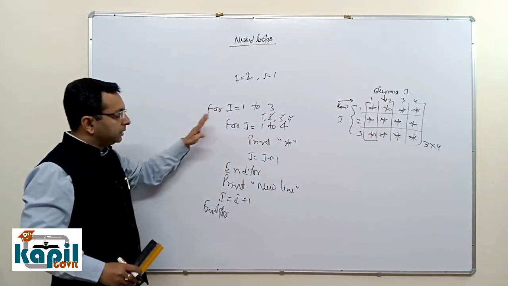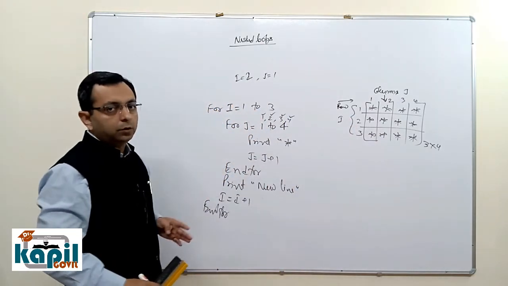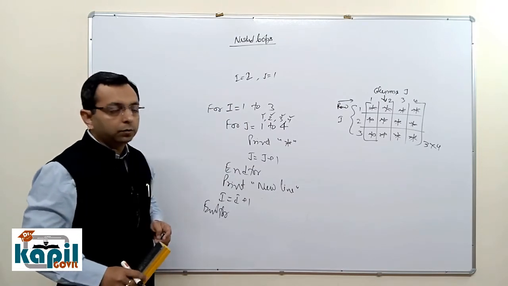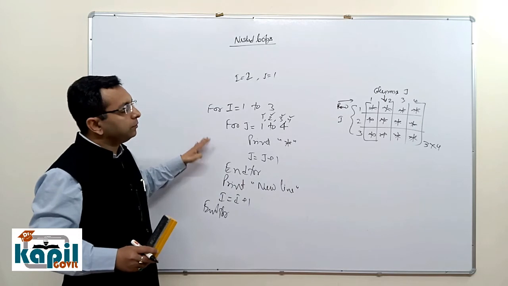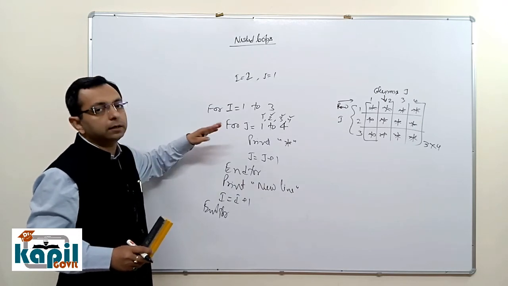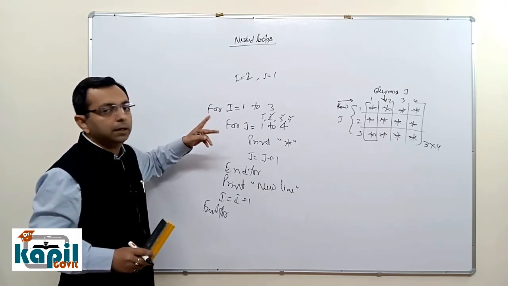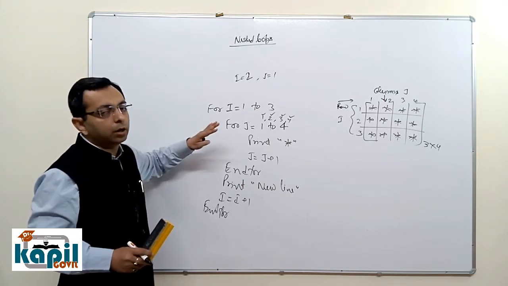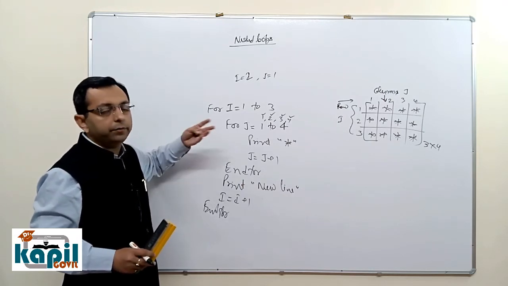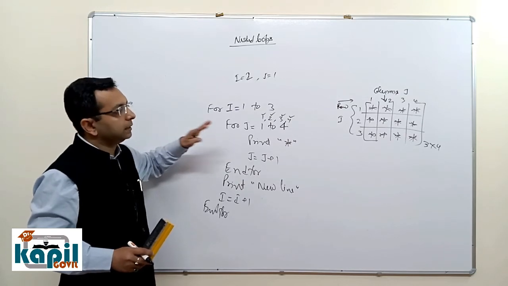I hope this concept of nested loops is clear to you. This is one example of nested loops, where we are representing how to use multiple rows and multiple columns. Here 3 rows are there and multiple columns are there. So how can we manage like that?